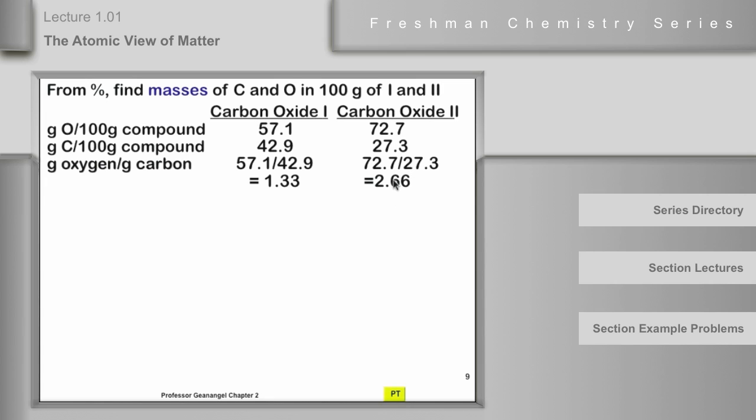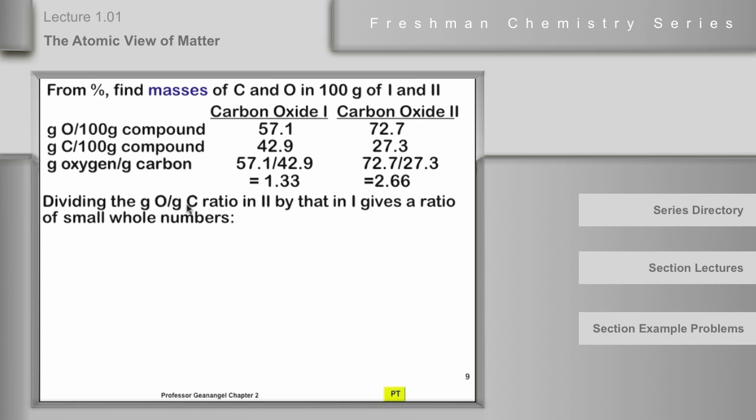And here's where the law of multiple proportions comes in, because we're looking at the ratio of the mass of oxygen in carbon oxide 2 to the mass of oxygen in carbon oxide 1. They're both referred to 1 gram of carbon. Okay? So dividing this ratio in 2 by that in 1 gives the small whole numbers I was telling you about. 2.66 over 1.33, small whole number 2 over 1. Now, this holds for any set of compounds that are composed of the same elements. And it can get sort of complicated if there are 4 or 5 elements involved. So we'll focus, in most cases, on 2 different elements in a compound.